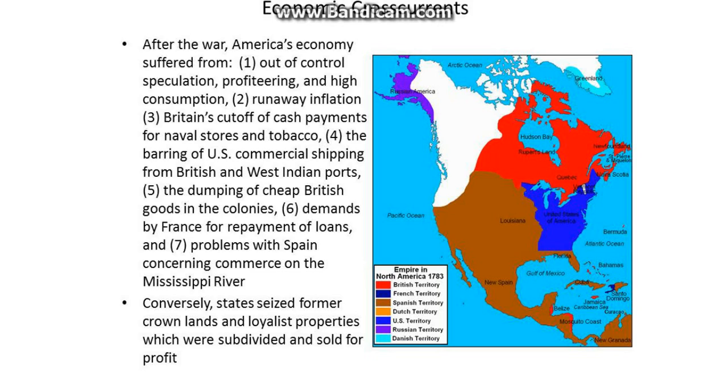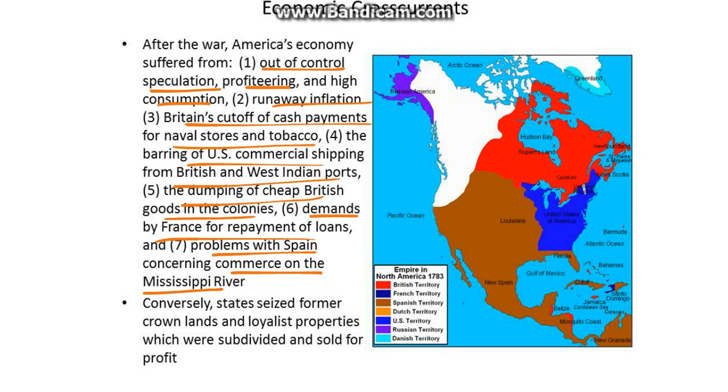After the war, America's economy suffered from out-of-control speculation, profiteering, and high consumption, runaway inflation, Britain's cutoff of cash payments for naval stores and tobacco, the barring of U.S. commercial shipping from British and West Indian ports, the dumping of cheap British goods in the colonies, demands by France for repayment of loans, and problems with Spain concerning commerce on the Mississippi River. Conversely, states seized former crown lands and loyalist properties, which were subdivided and sold for profit.